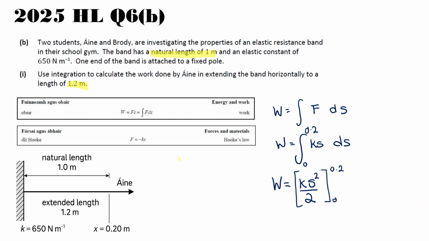We also have a value for K, so you could have put that in earlier. It does not impact when we put that in, so that's 650. So that's going to give us work is equal to 650 times 0.2 squared divided by 2. And that all works out as 13 joules.